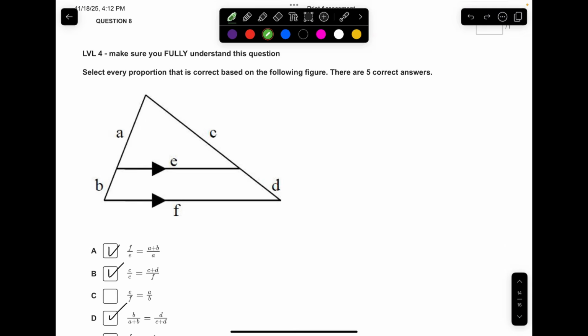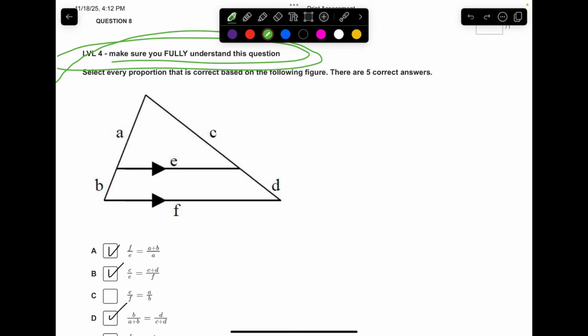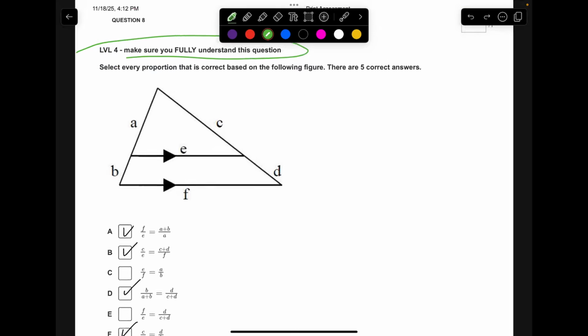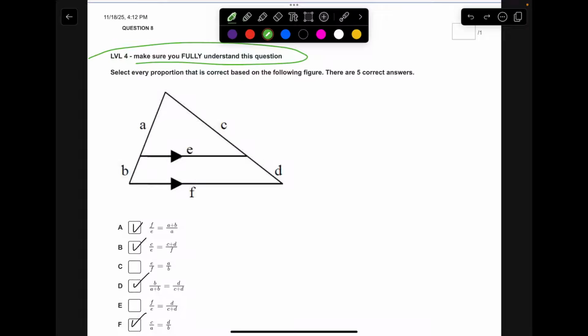More parallel lines. Make sure you fully understand this question. Don't come into my quiz and test not knowing everything about this. We're just going to kind of verify them real quick. Bottom of the small, bottom of the big equals, so, oops, reading it backwards. It's F over E, that's big over small, equals A plus B over A, big over small.